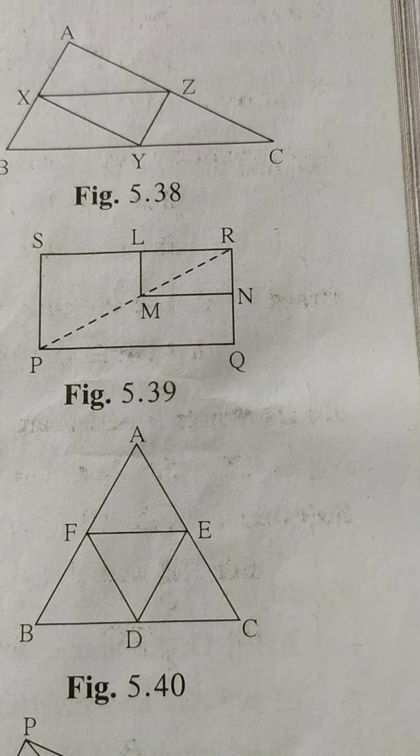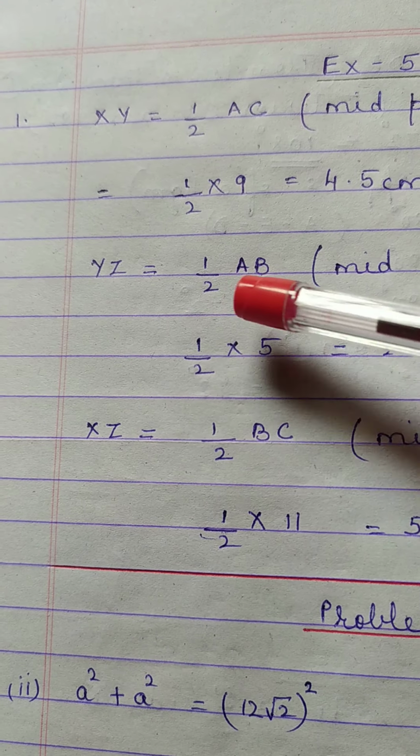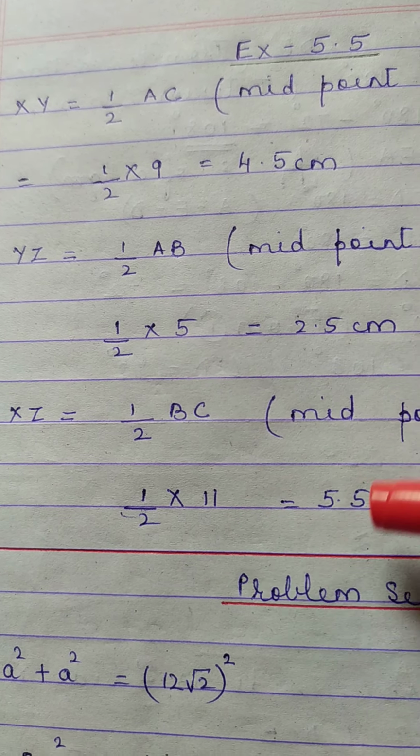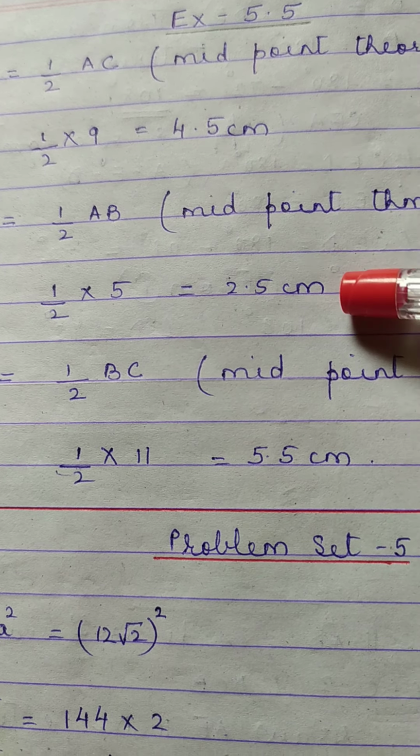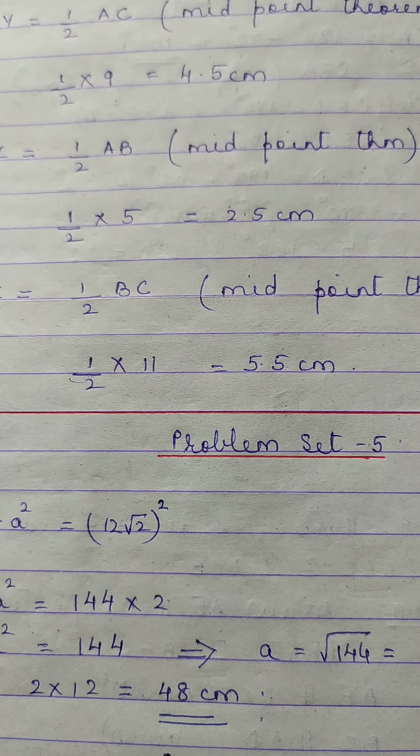The measure of AC is given as 9. So half of 9 is 4.5. So similarly, you are going to do the other two also, YZ as well as XZ. And therefore, you get your values 4.5, 2.5 and 5.5 centimeters. Okay. So this is how you need to do.